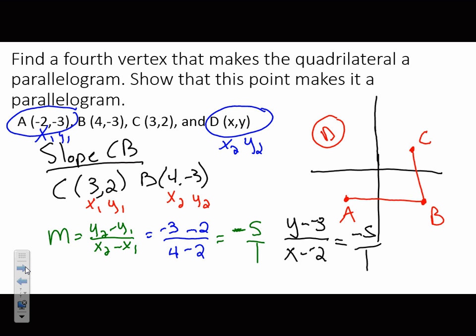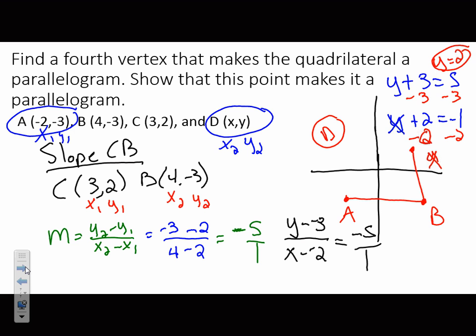So I'm going to put this up here. I have two equations. y plus 3 equals 5, and x plus 2 equals -1. Solve these. To solve this, subtract 3, so y equals 2. Solve this one, we're going to subtract 2, so x equals -3. So my point is -3, 2.